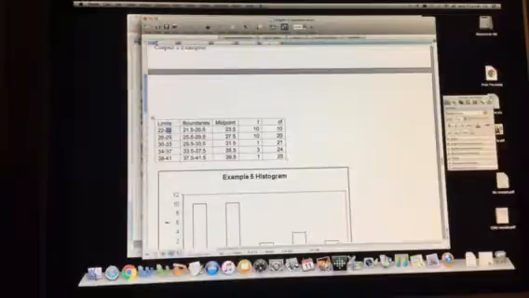Now we can do the same thing. Add our class width again. So 25 plus 4 is 29. 29 plus 4 is 33. 33 plus 4 is 37. 37 plus 4 is 41.